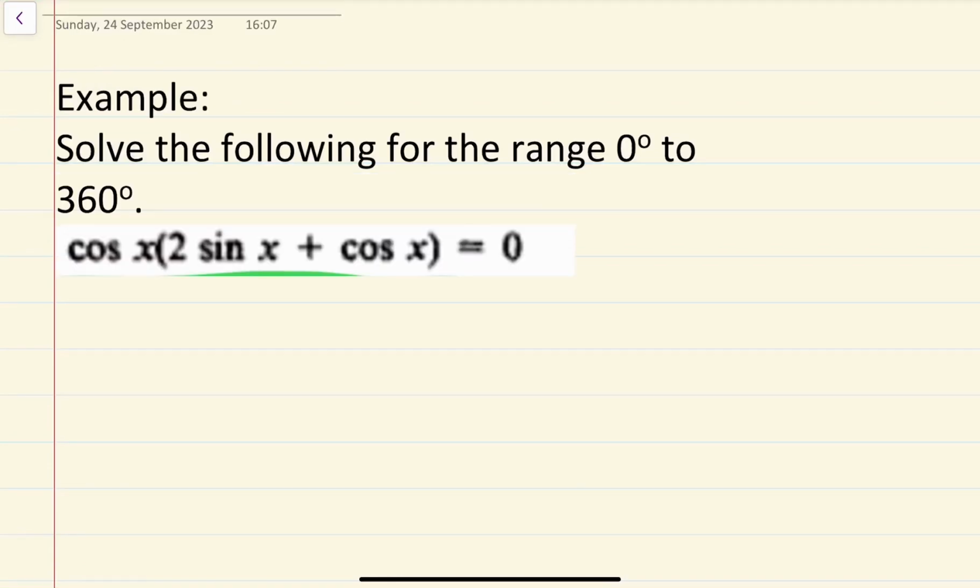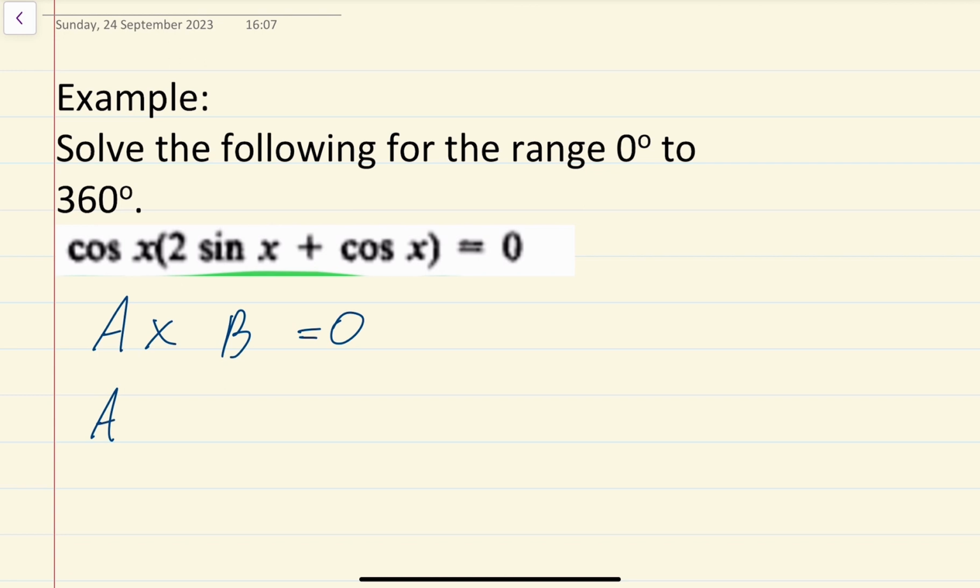In this example, we have to solve cos x (2 sin x + cos x) = 0, and the range is 0 degrees to 360 degrees. So we are in a pretty good place here. We're in the situation where we've got something times something else, where the A here is cos x and the B is 2 sin x + cos x. So A times B is equal to 0.